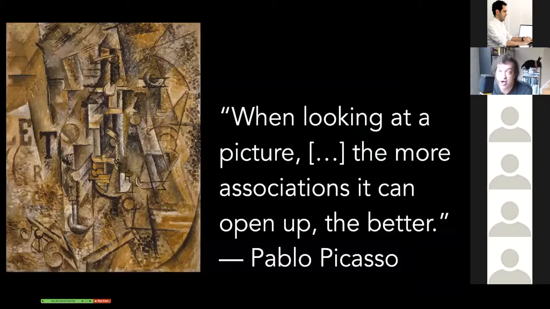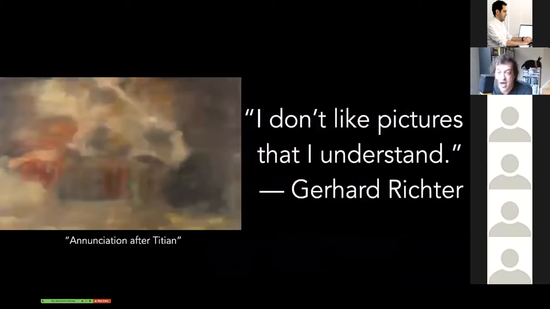And in contemporary art in general, ambiguity is now a highly valued attribute. In contemporary art, we don't want images that make a clear statement. We want images that suggest many possible interpretations. One of my favorite contemporary painters, Gerhard Richter, has said, I don't like pictures that I understand. So this is an Annunciation he painted.